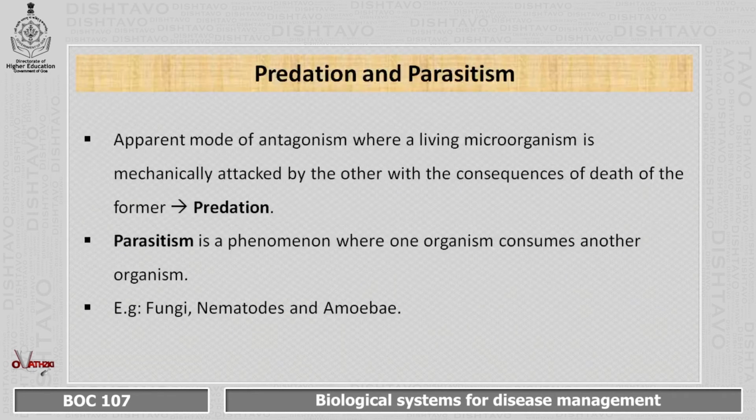Next method is predation and parasitism. Predation is a mode of antagonism where a living microorganism is mechanically attacked by another, with the consequence of death of the former. Whereas parasitism is the phenomenon where one organism consumes another organism. Examples of parasitism are fungi, nematodes and amoeba.